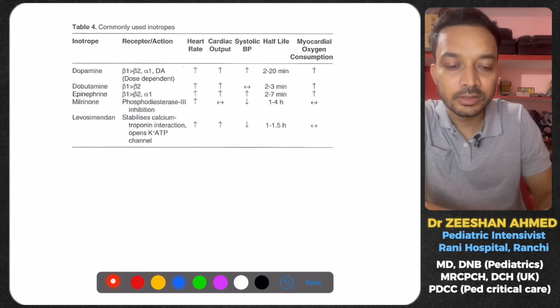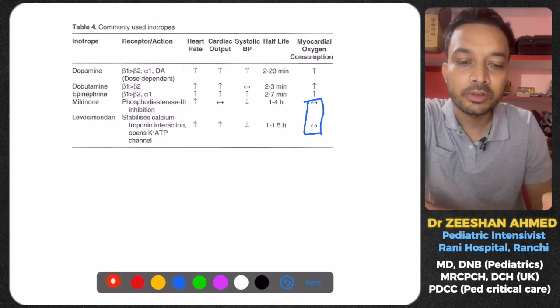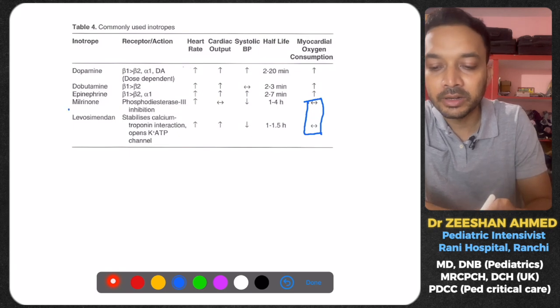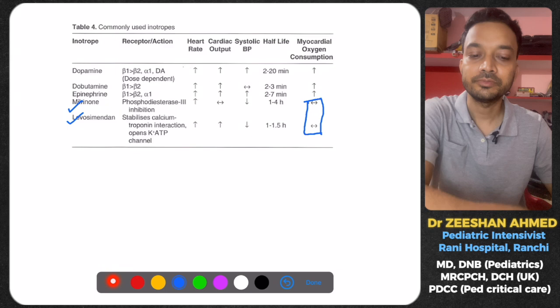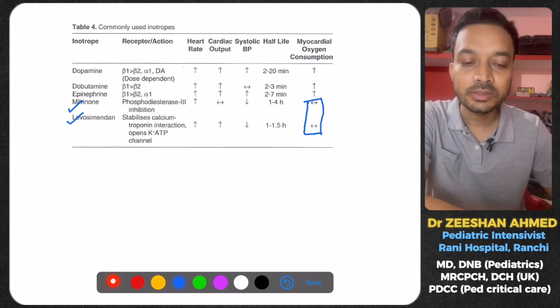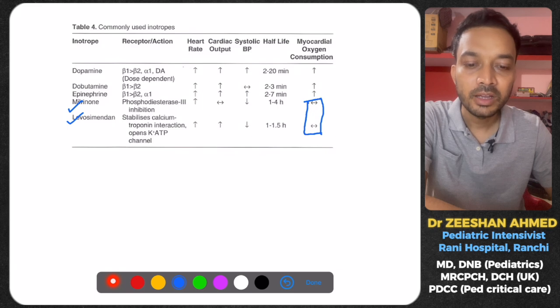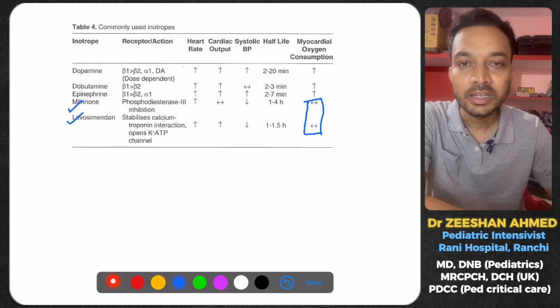However, there are 2 drugs which do not affect the myocardial oxygen consumption. They are milrinone and levosimendan. So these should be used because they don't increase the oxygen consumption by the heart, and also they are lusitropic. They allow the heart to go into diastole. So these 2 are very good drugs. In fact, milrinone is the first line drug in case of warm and wet.